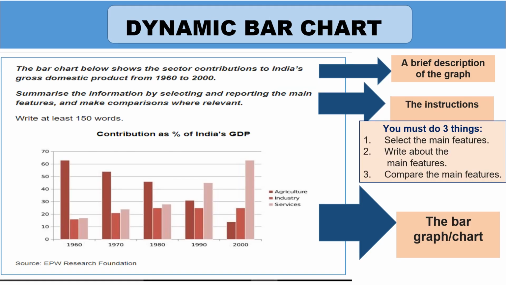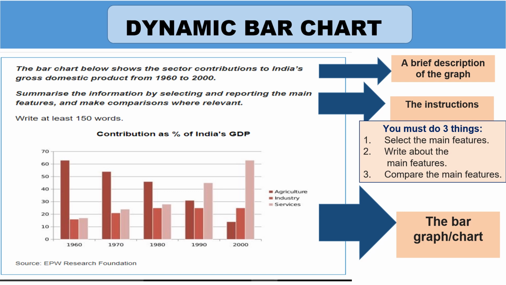Now, look at this. This is a brief description of the graph. This is what you are going to paraphrase when you are writing the introduction. The bar chart below shows the sector contributions to India's gross domestic product from 1960 to 2000. You will change it in your own words. You will paraphrase it, and then you will write the overview. Now, when you look at it, the dark pink color signifies agriculture. A little lighter one is industry, and the very light shade is for services.